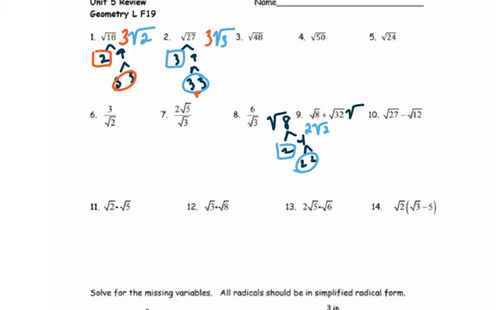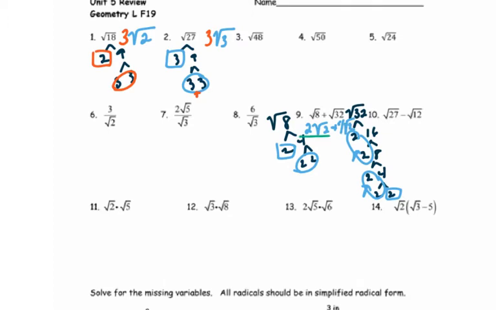Off to the other side, we break down the square root of 32. 32 is 2 times 16. 16 is 2 times 8. 8 is 2 times 4. 4 is 2 times 2. Pair, pair, loner. So 2 gets to come out. Another 2 gets to come out. 2 times 2 is 4. Loner is a root 2.